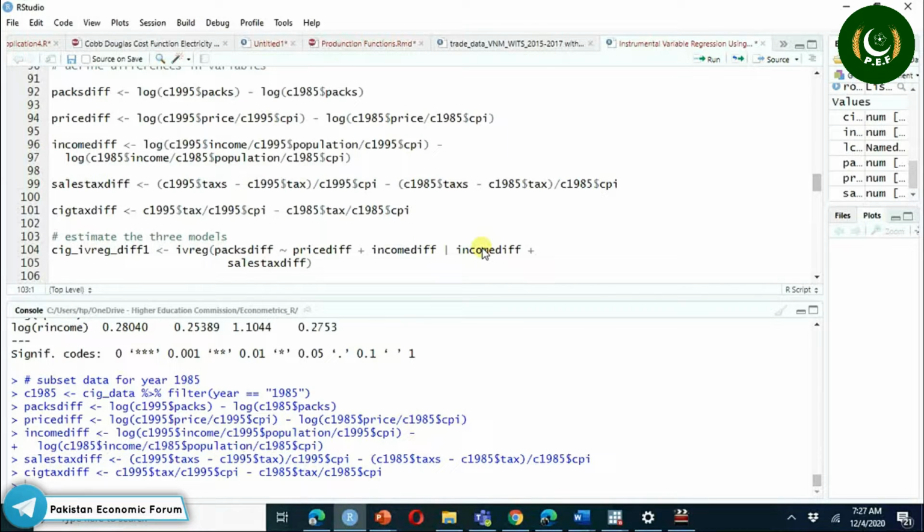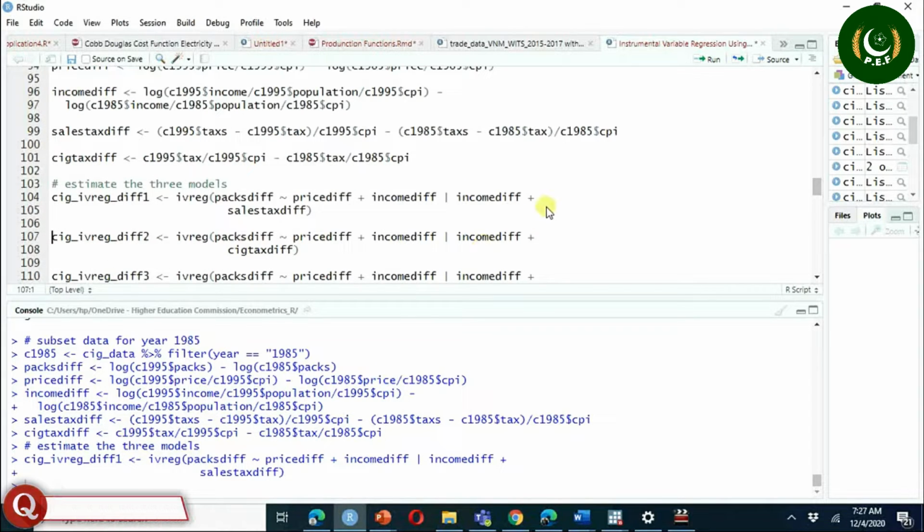Now what we are going to do is estimate the 3 models. You see, we have estimated 3 models in our previous video. I have shown you in first model we have used only sales tax as instrument. In second model we have used cigarette specific tax as instrumental variable, and in third model we have used both as instruments, because both seem strong instruments.